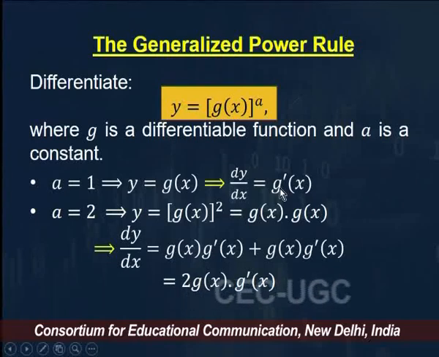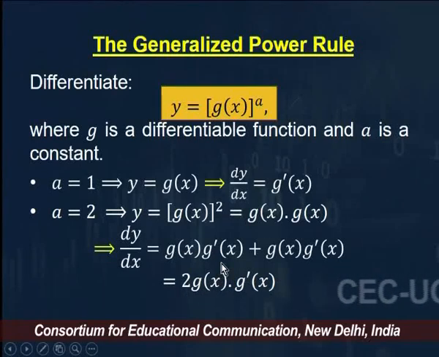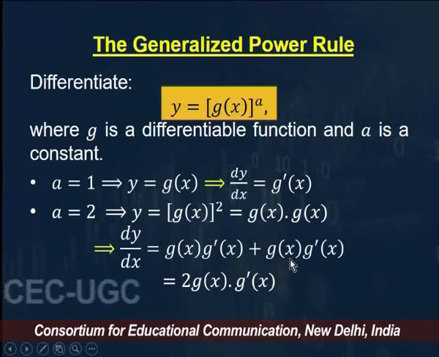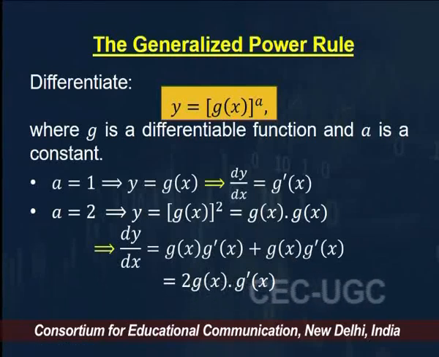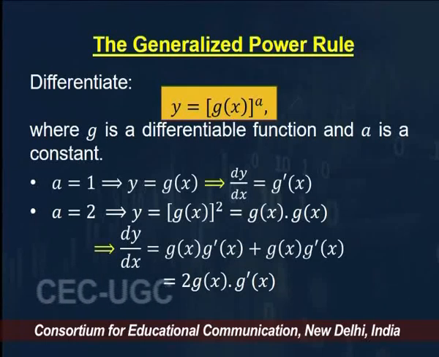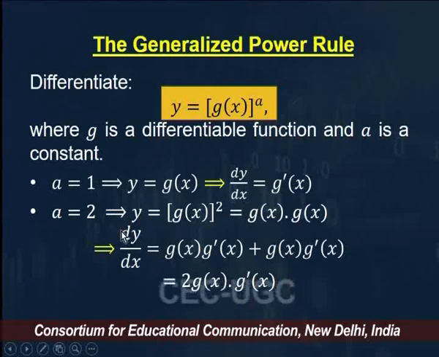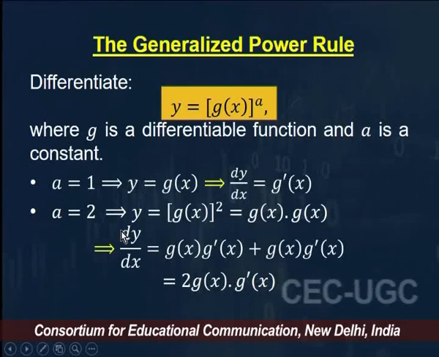So g of x times the derivative of the second function, which is g prime of x, plus the second function times the derivative of the first function, which is again g prime of x. So this, when you add up, these are basically two identical expressions. So you get 2 times g of x times g prime of x. Let's do one more exercise of this kind.